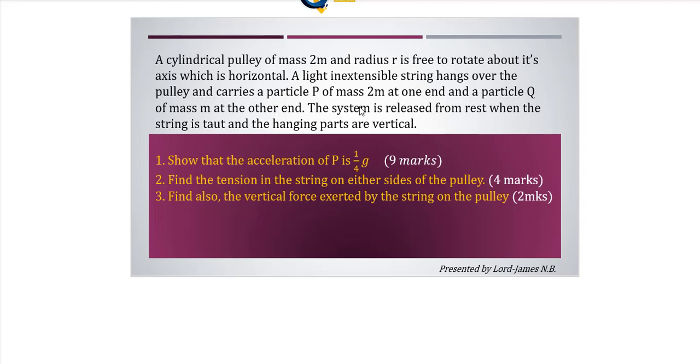Show that the acceleration of P is 1/4 g, 9 marks. Find the tension in the string on either side of the pulley, 4 marks. Find also the vertical force exerted by the string on the pulley, 2 marks.